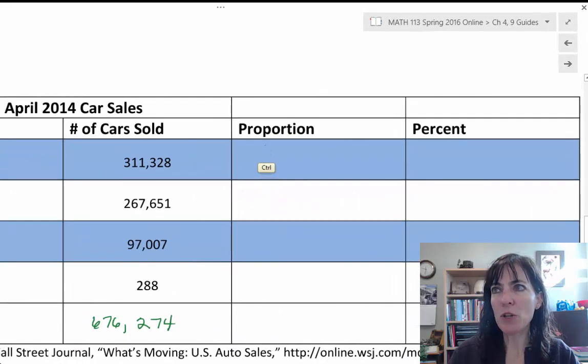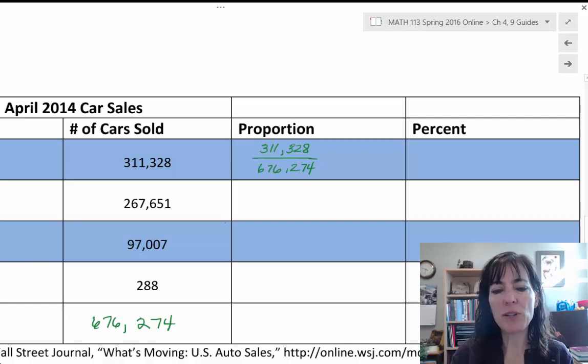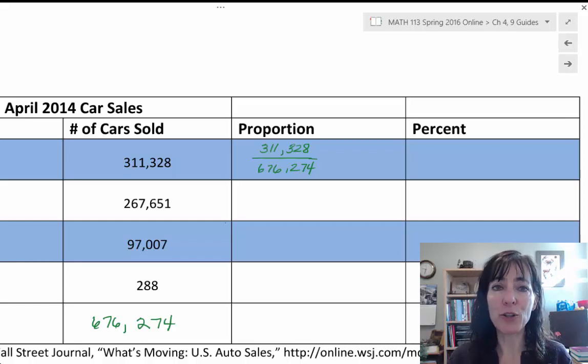What that means is for a proportion, I can write this first one as 311,328 over 676,274. And then to find that as a percent, we just take those numbers. We can leave it in fraction form for the proportions. We could simplify, but when you use your calculator to do the fraction button, it won't simplify a number that large. You can try it, but it just will give you a decimal value for it, which is fine.